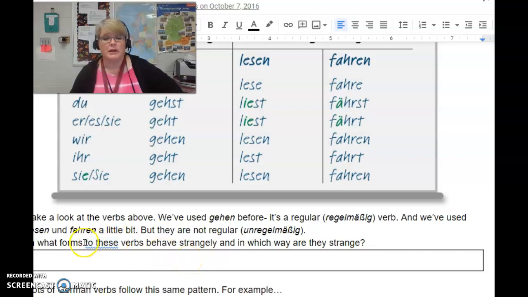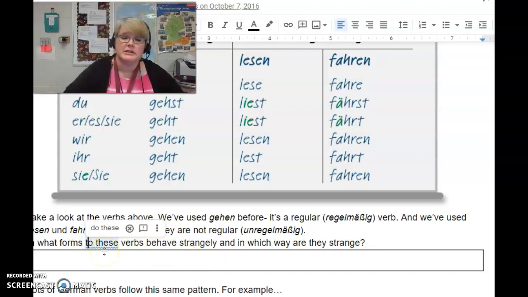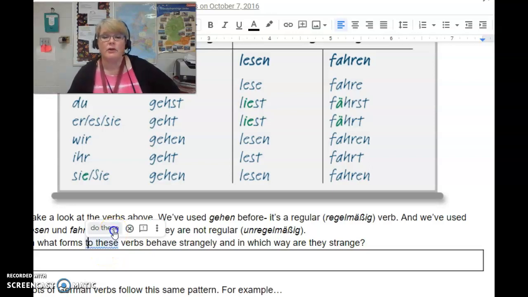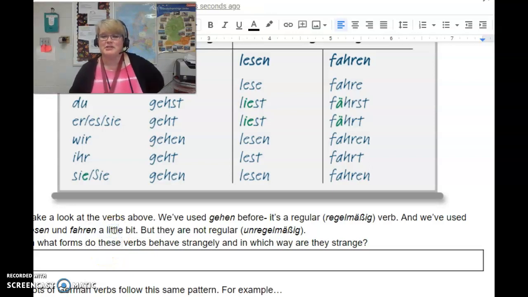Okay? So, we just kind of answered this question. In what form do these verbs behave strangely? Where are they strange? The du and the es form. And how are they strange? The stem vowel is going to change. Now, how do we know?